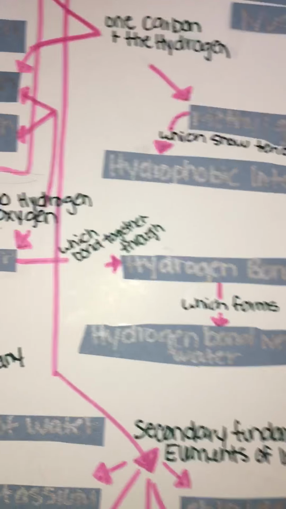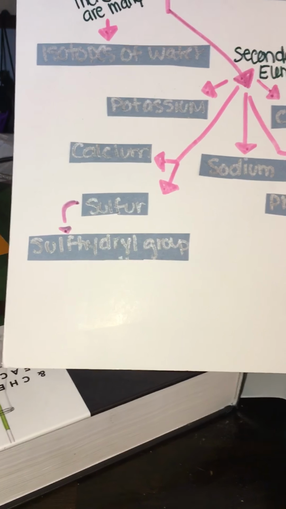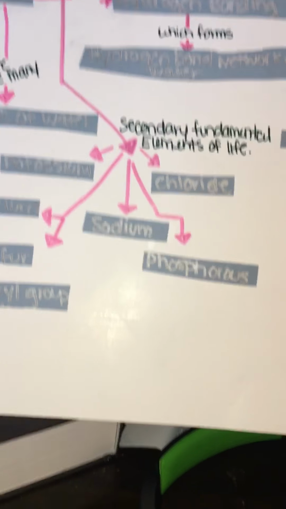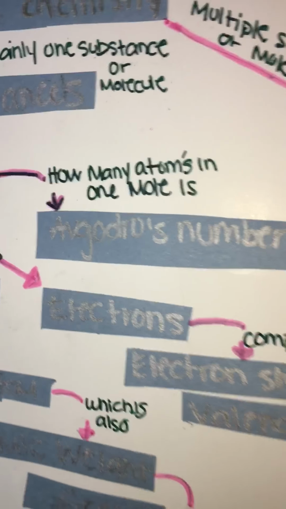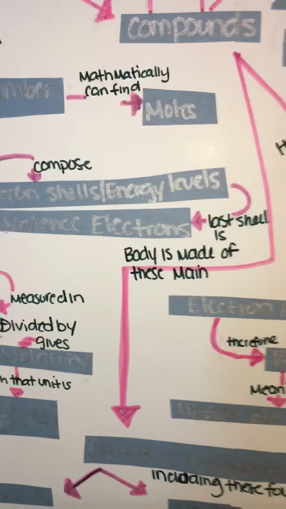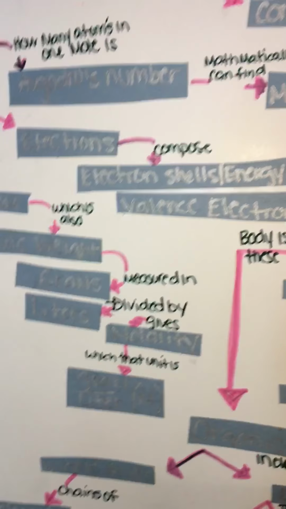So, we talked about those fundamental elements. Now, let's talk about the secondary fundamental elements of life. Those include potassium, calcium, sulfur, which is a part of the sulfhydryl group. You have chloride, sodium, and phosphorus. Now, we're going to go back up and talk about our electrons here. Your electrons are composed of electron shells or energy levels, and that last shell is called the valence electrons.